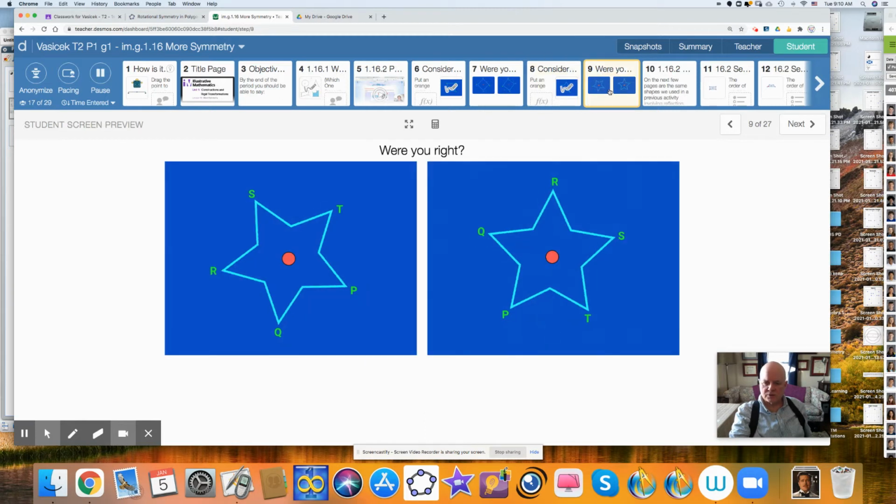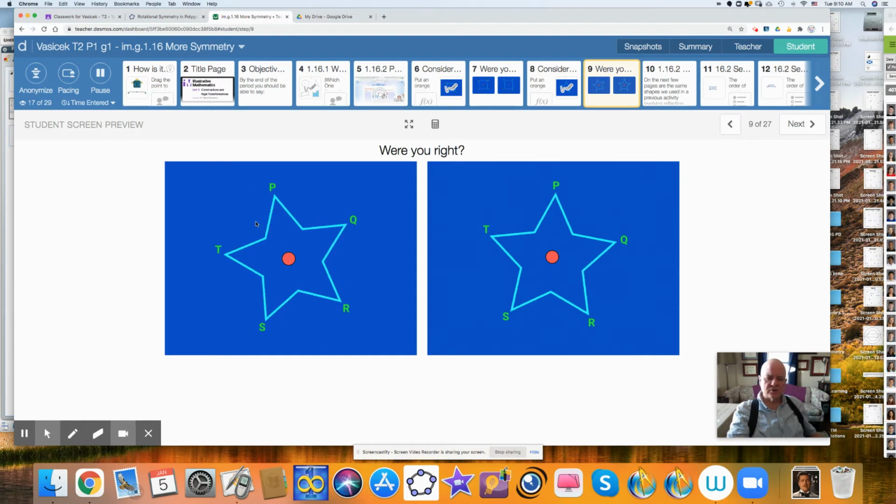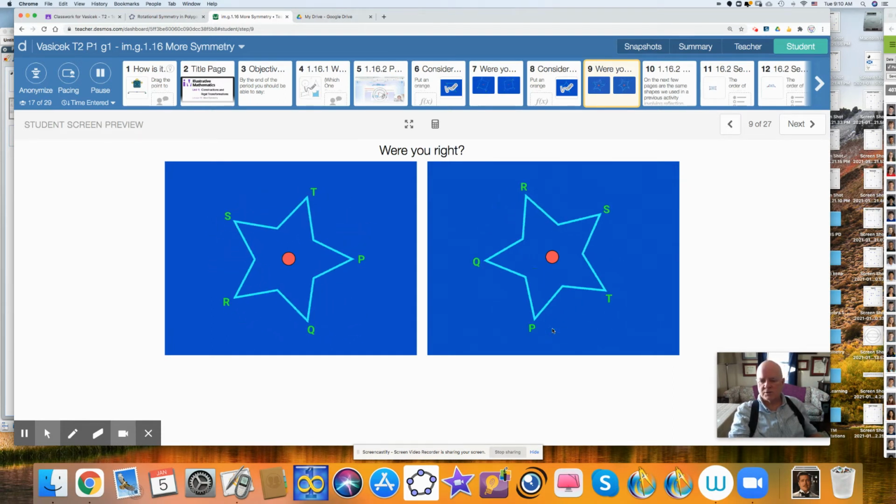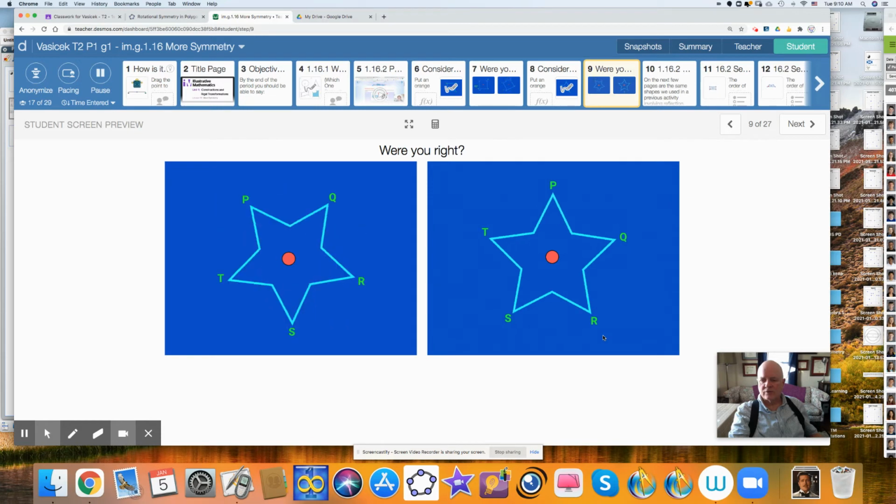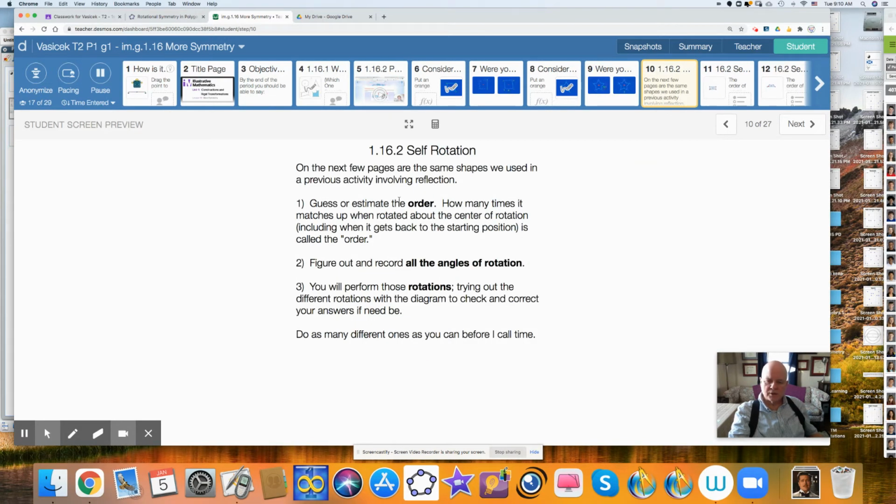In fact, here's your solution. You'll notice it's 72 degrees each time, and there are 5 rotations. So on the next page, I need to know the order of rotations. Every one of them will have at least 1, 2, 3, 4, 5, or infinite. I need to know all of the angles of the rotation. So a square has 90, 180, 270, 360. And then you can perform the rotations doing the check.